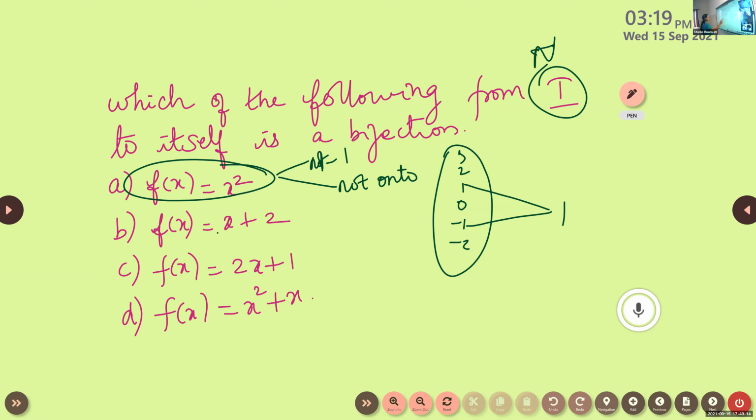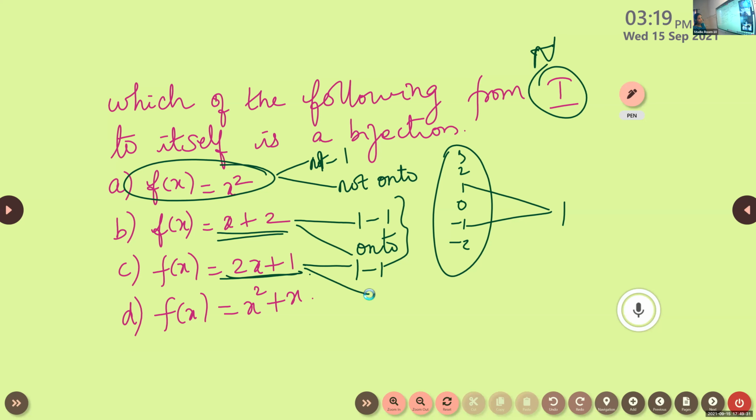Look at the function x plus 2. It is 1, 1. It is a linear function. It is 1, 1 and on 2. Therefore, it is a bijection. Second one is also a linear function. So it is 1, 1, but it will not become a bijection.